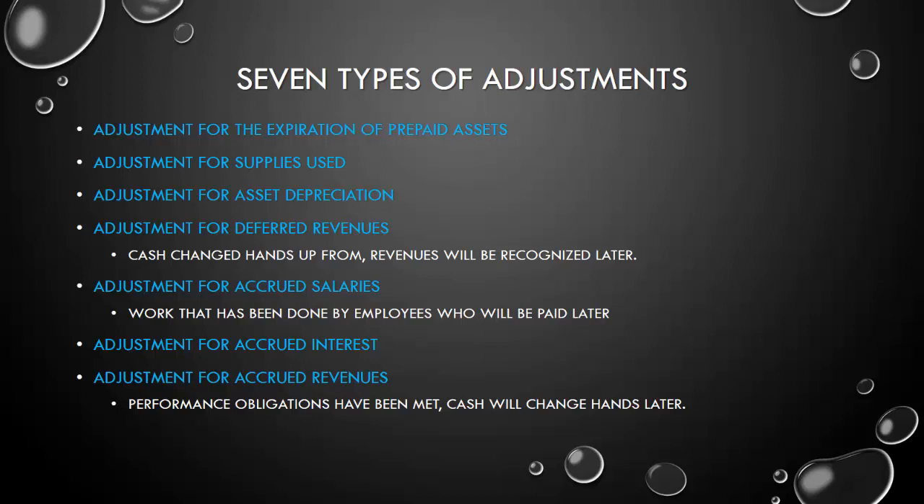We have the adjustment for what they call asset depreciation. That is the loss of value on an asset over time. Think about a car. It starts losing value as soon as you start driving it. Well, you need to have some way to take the value away from that asset that you have over the life of that asset.